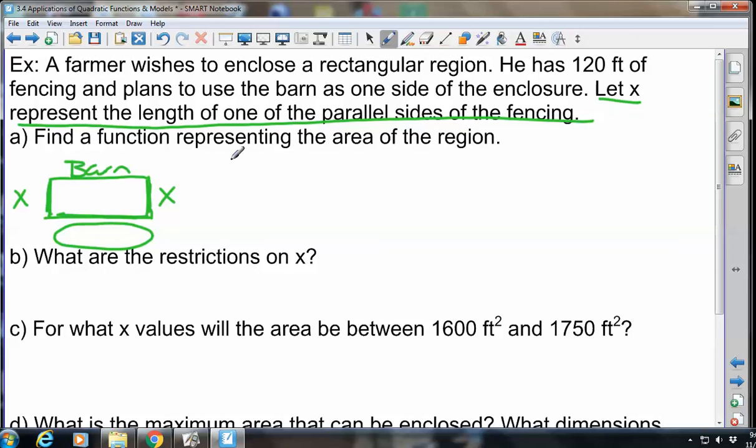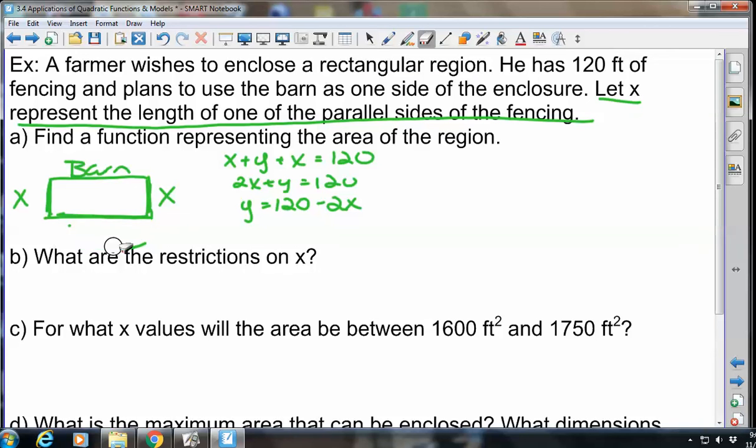Close. If you called it y for a minute, if you add up all the sides, it has to equal how much fence are we using? So 2x plus y equals 120. So that missing side has to be 120 minus 2x. Would that make sense? The total amount minus the part you've used so far?